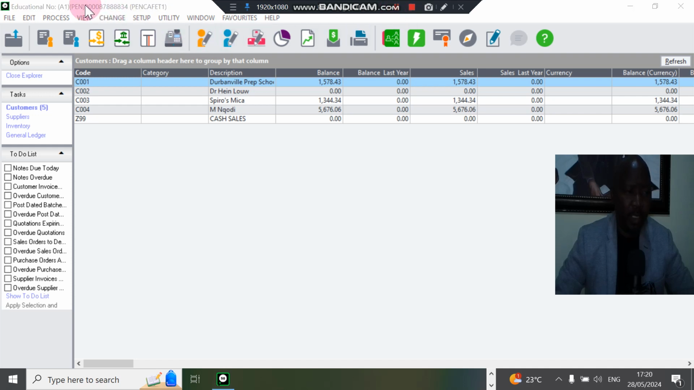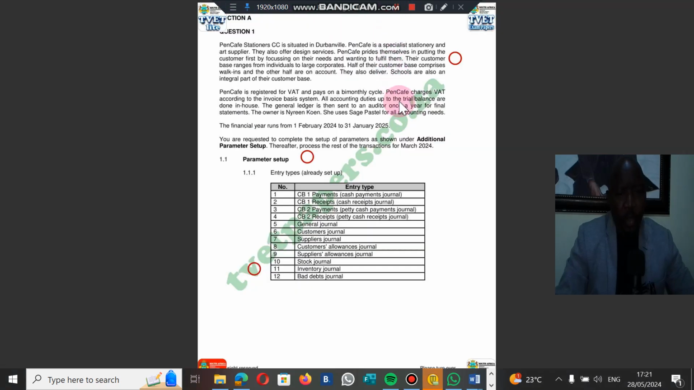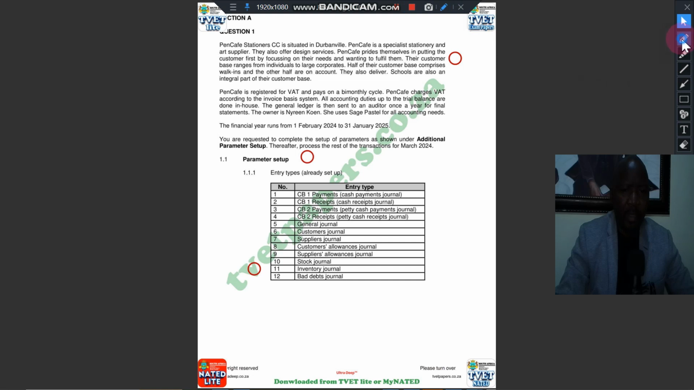Now, your details will appear at the top ribbon of the computer there. Your full details are going to appear there, including the name of the company. Now, when you go into your question paper, you must know the major key things that you must never miss, because those are the ones that are going to ensure that you collect maximum points and you answer the relevant questions.